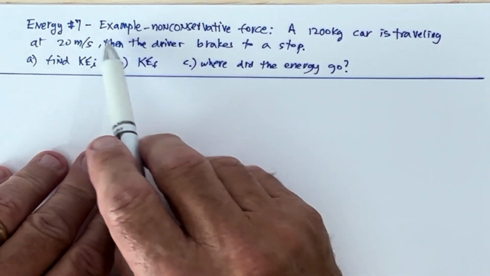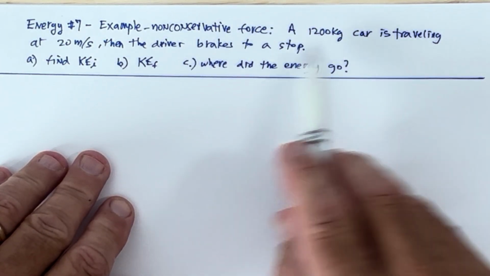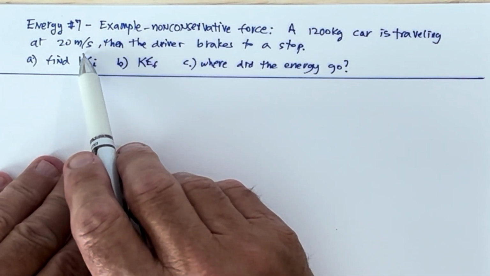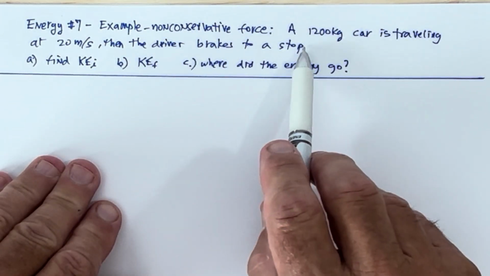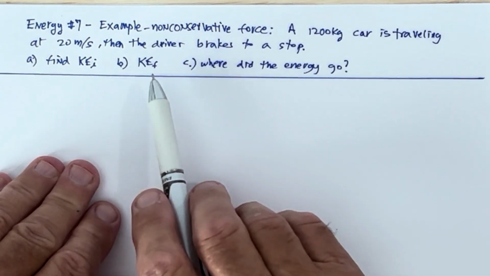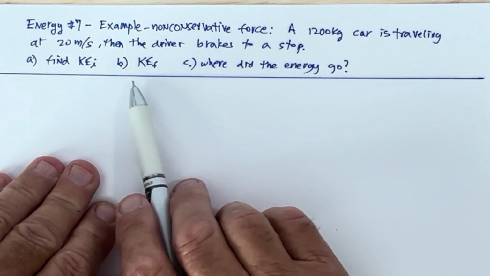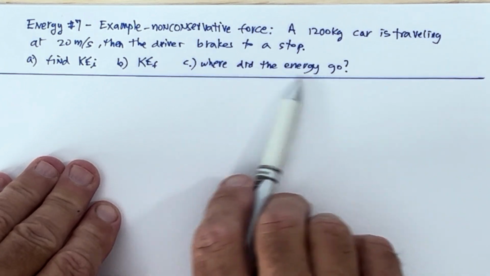Our example here would be of a non-conservative force. We've got a 1,200 kilogram car. It's traveling at 20 meters per second. Then the driver brakes to a stop. So we want to find out the initial kinetic energy and the final kinetic energy, and we're going to see that these two don't add up, and we're going to see where this energy went.